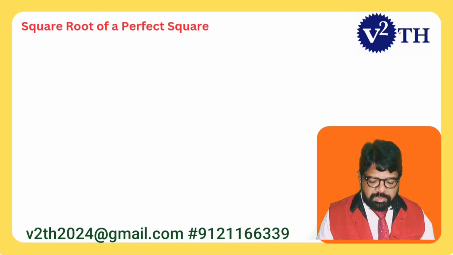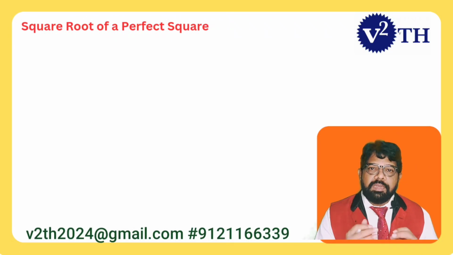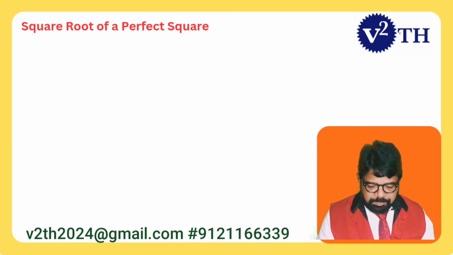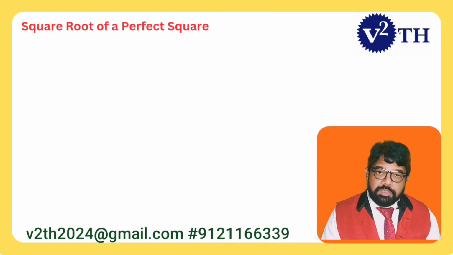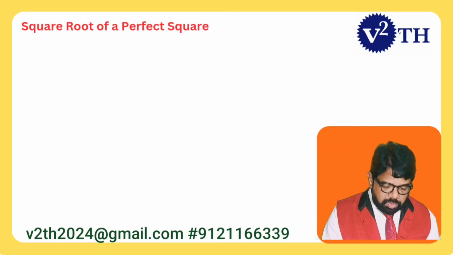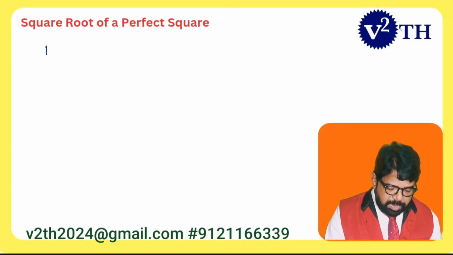So what are the keynotes? See here, there are two keynotes. If you know these two keynotes, you can calculate the square root of any larger value. Now what are the two keynotes required? See here, first, 1 square to 9 square. If you write the values from 1 square to 9 square, I will explain the analysis.